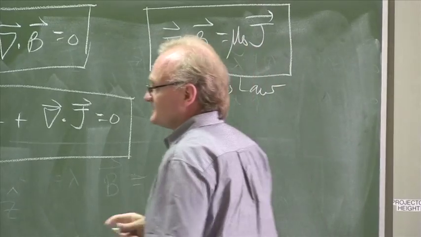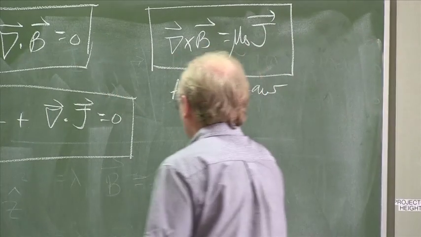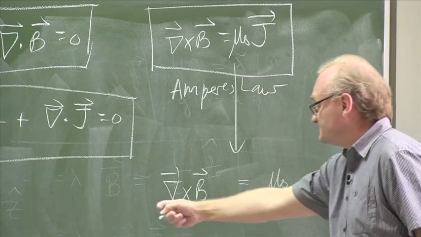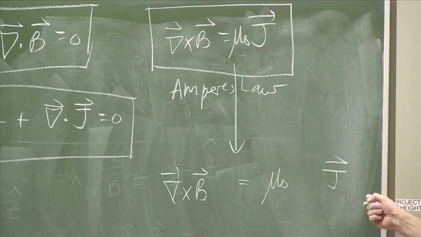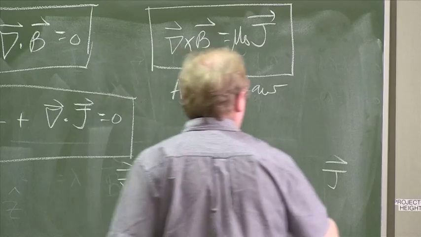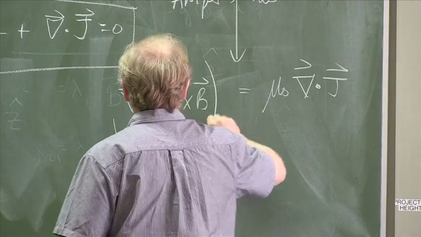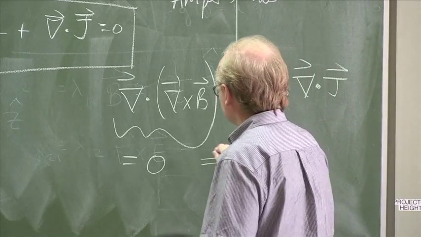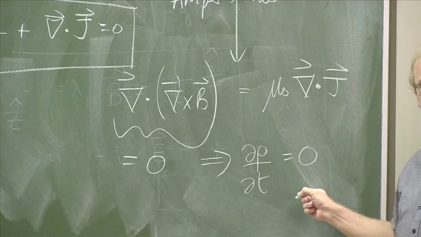Okay? And from Ampere's law, I know this is true. So if this vector field is equal to that vector field, then the divergence of this vector field has to be equal to the divergence of this vector field. So I'm going to take the divergence of both sides. What is the divergence of a curl? So we have learned that the divergence of J is always zero. But that means that d rho dt is always zero. And that's wrong. That's not correct.